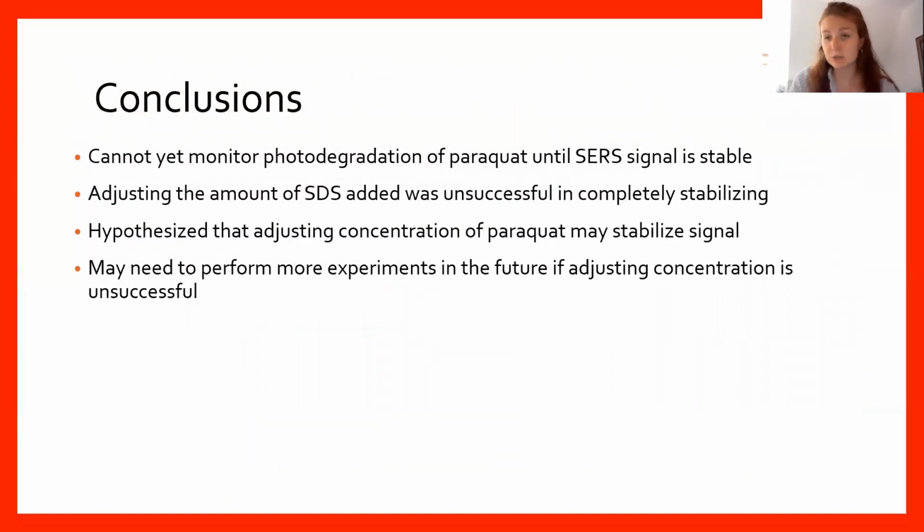And so in conclusion, we still cannot monitor the photodegradation of paraquat until that SERS signal is stable. In our experiments of adjusting the concentration of SDS, that wasn't successful in completely stabilizing the signal. And so we may need to do a few more experiments. We think that the next step is to adjust the concentration, because that might affect ionic strength and leave it in solution more.